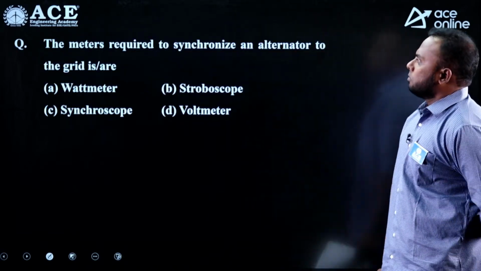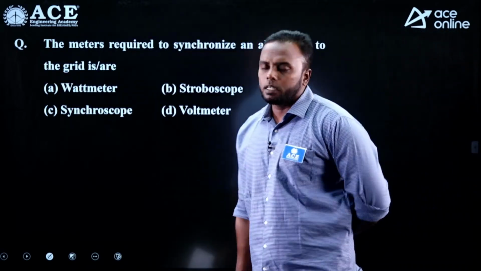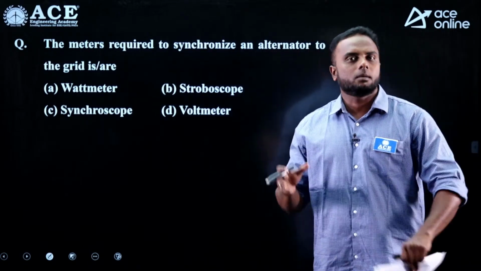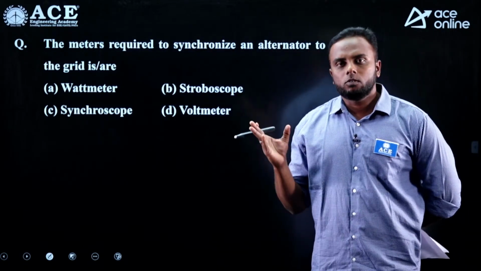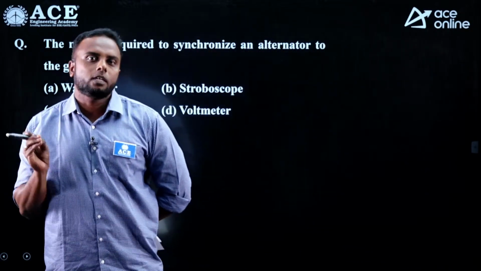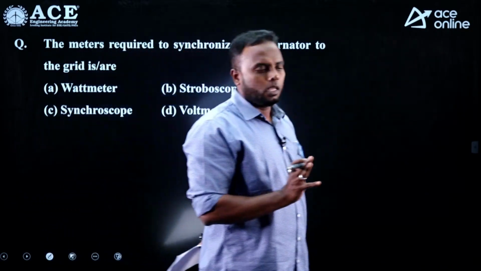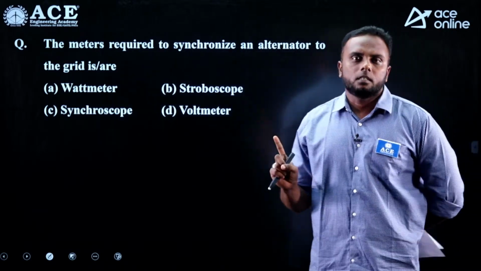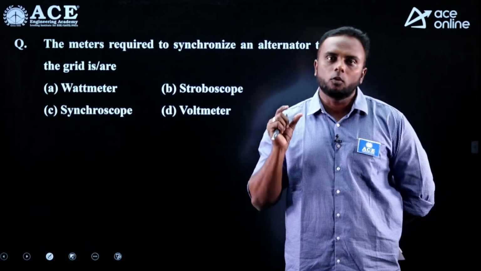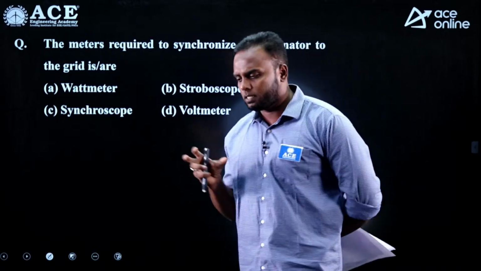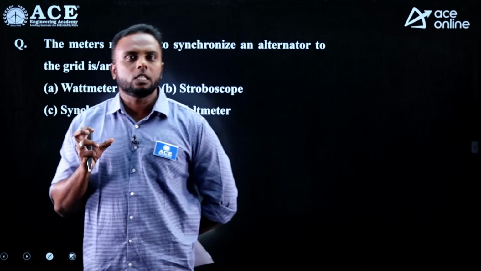The meters required to synchronize an alternator to the grid. When we synchronize an alternator to the bus bar, we have to check some conditions. Mainly we have to check the voltage rating, phase sequence and frequency of the two systems. These three must be the same. To check the voltage of the two systems, we need a voltmeter. And to verify the frequency condition and phase sequence condition, we use a synchroscope.